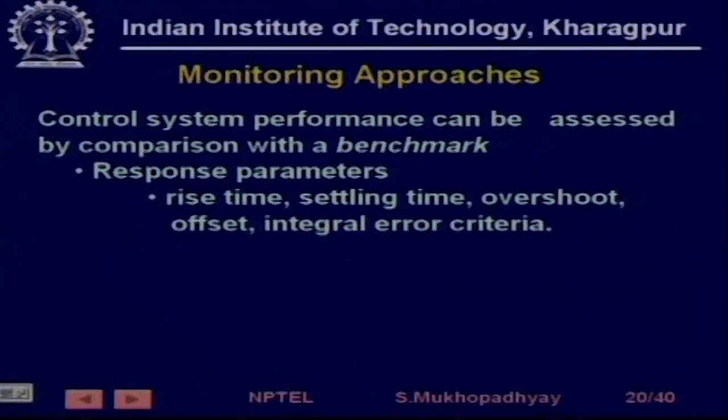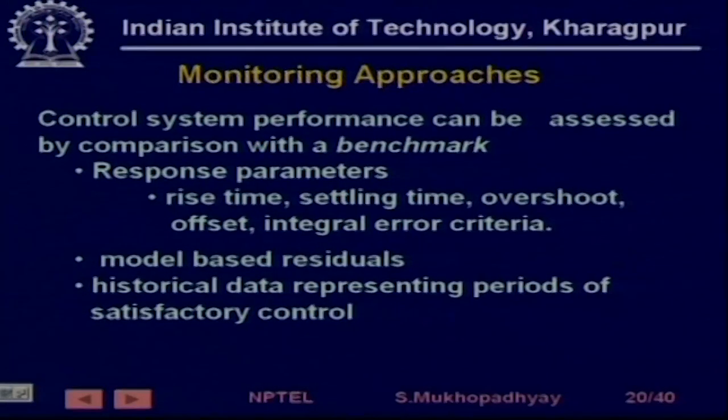You could have various kinds of benchmarks. For example, response parameters like rise time, settling time, overshoots, offsets, integral error criteria. All these could serve as benchmarks. If you have too high an overshoot, then you know there is something wrong. One of the reasons could be that the loop delay has increased for some reason. Maybe the sensor thermowell has accumulated some material, so the sensor lag has increased, and therefore you are getting too much overshoot because the overall loop phase lag has increased, right?